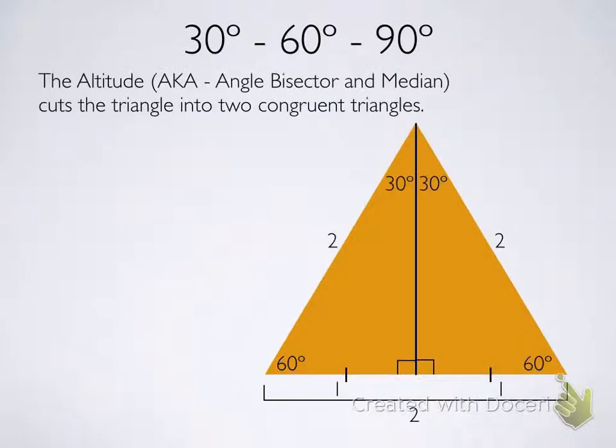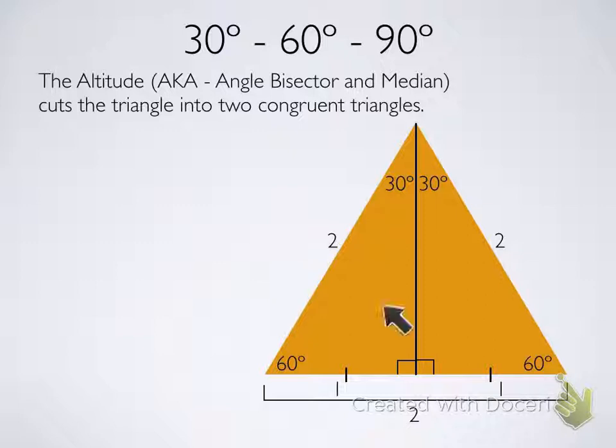Now the first thing we're going to do is draw our altitude, and the altitude here hits at right angles. This line is also called the angle bisector, so it bisects the 60 degrees into two 30-degree angles. And it's also the median, so it splits this side into equal segments, 1 and 1.